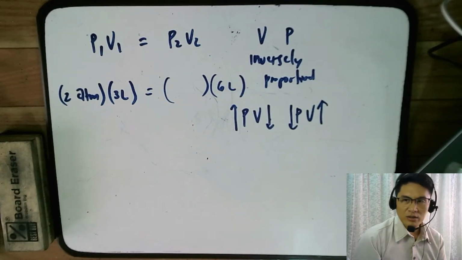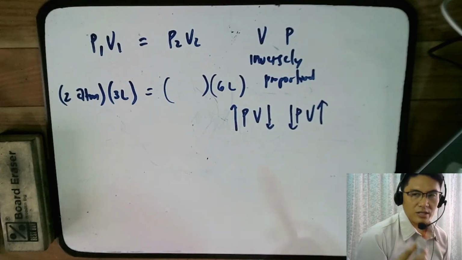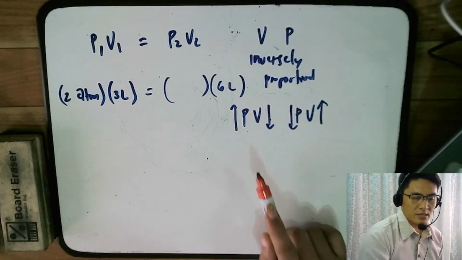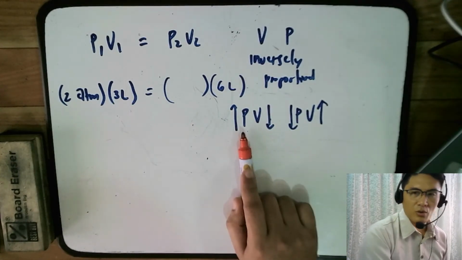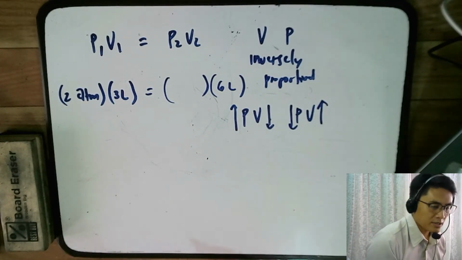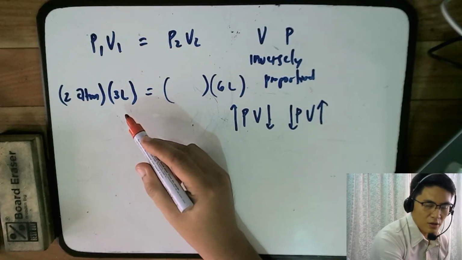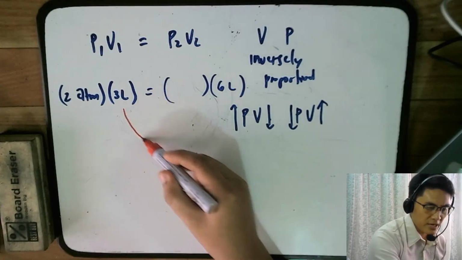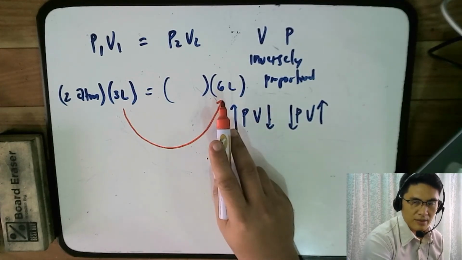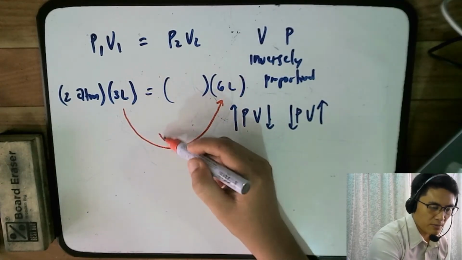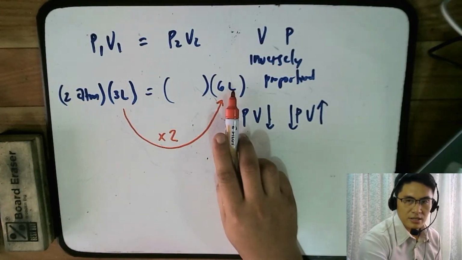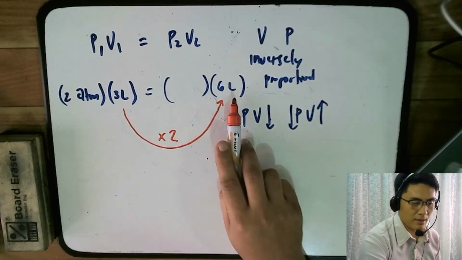The thing that you can do here is to understand the intuition that they are inversely proportional. That means whatever you are doing to the pressure is going to have the opposite effect on the volume. So let's take a look. Volume 1 is 3 liters, and then volume 2 is 6 liters. What does that mean? That means your volume has been multiplied by 2 times. So 3 liters becomes 6 liters.